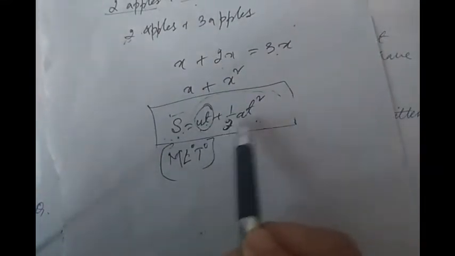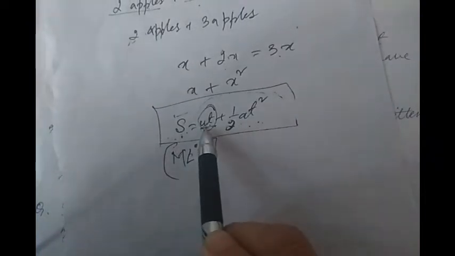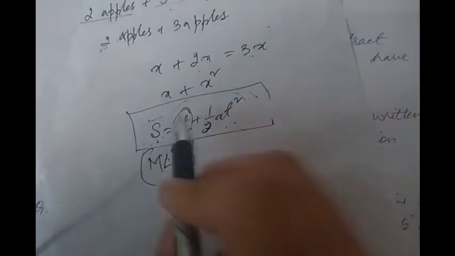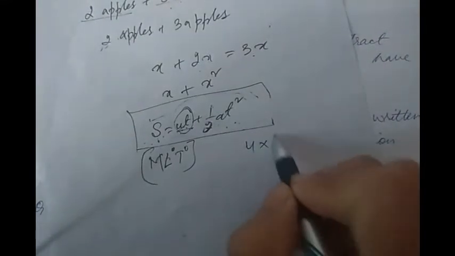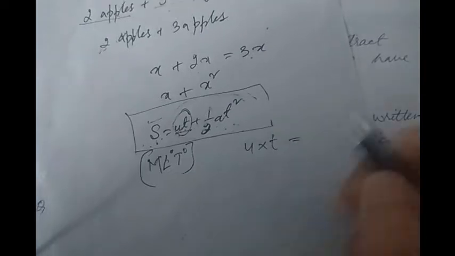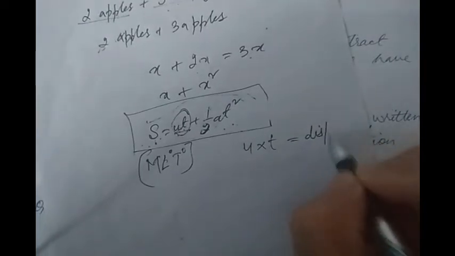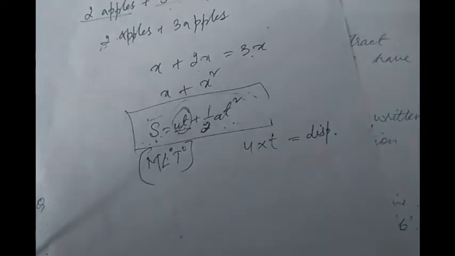So we are adding these two terms, so therefore ut should also be, since we have displacement on the left hand side, ut should also be displacement. Half doesn't have a dimension, so at squared should also be displacement. So u is velocity. Velocity multiplied by time gives us displacement, because velocity is displacement upon time.